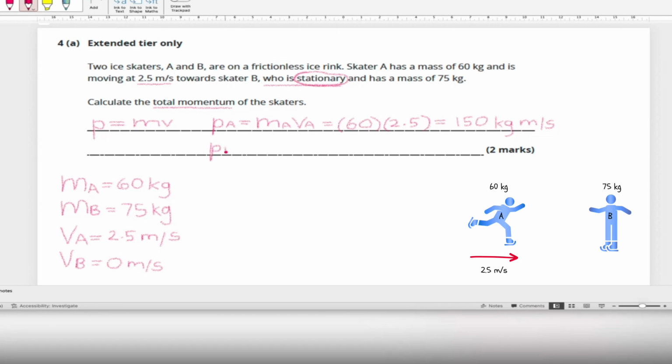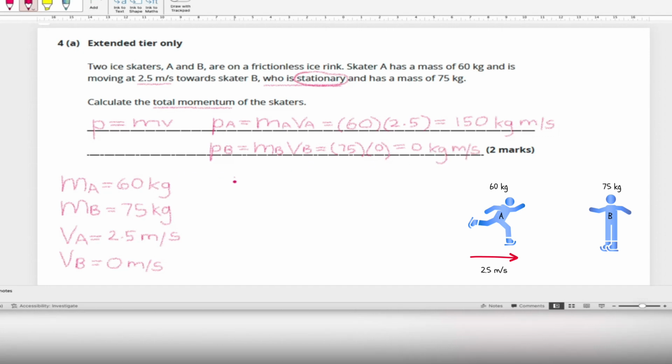So the momentum of skater B will be equal to the mass, which is 75, multiplied by the velocity, which is 0. So it's going to be 75 multiplied by 0, and anything multiplied by 0 is equal to 0. So this is going to be 0 kilograms meters per second.